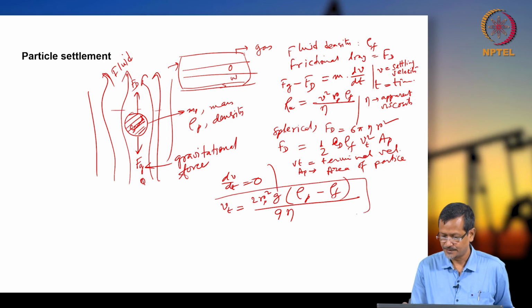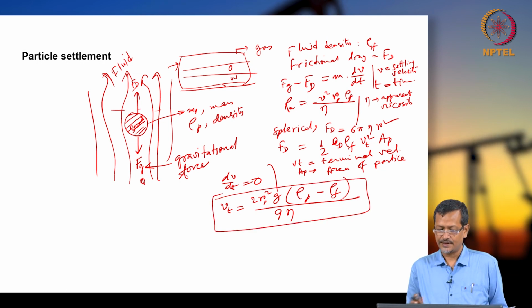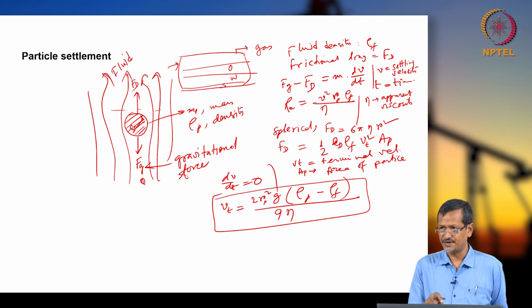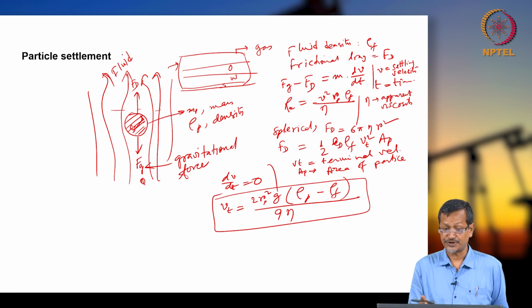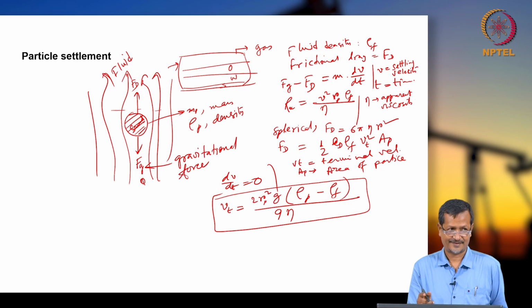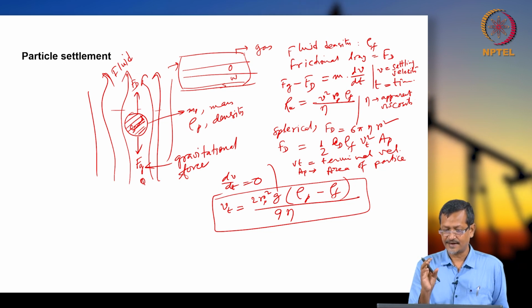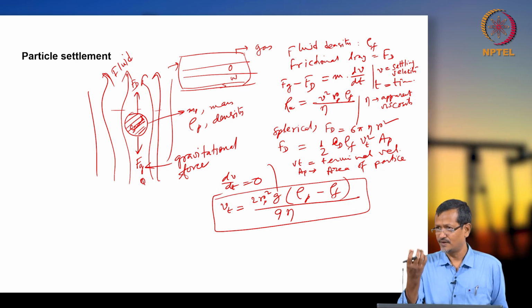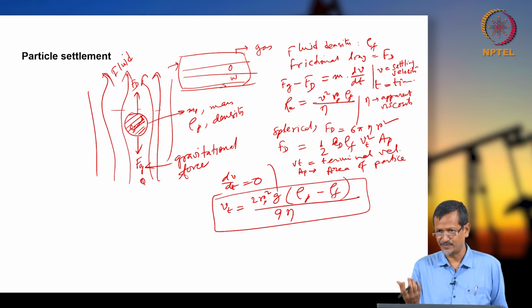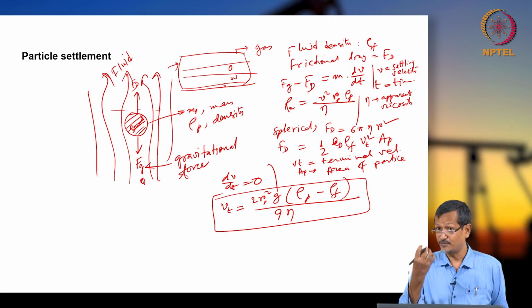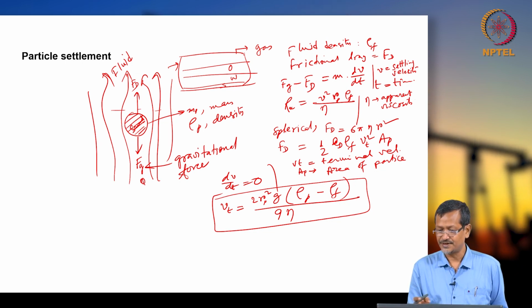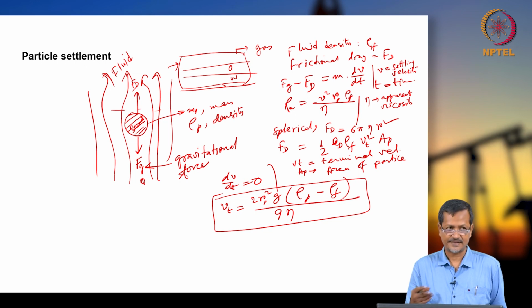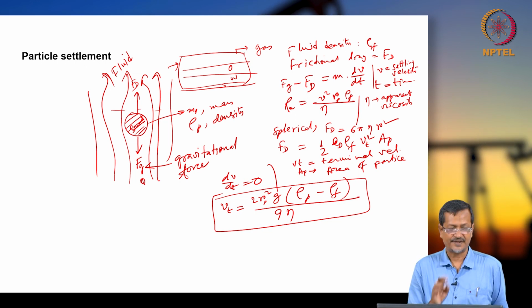From here you can see that as viscosity increases, Vt reduces. Vt is proportional to the inverse of fluid viscosity, and Vt is proportional to the radius squared of the particle. So if the particle is larger, it will have a larger terminal velocity, meaning it will fall down quickly. And if the density difference between rho p and rho f is very high, again Vt is high.